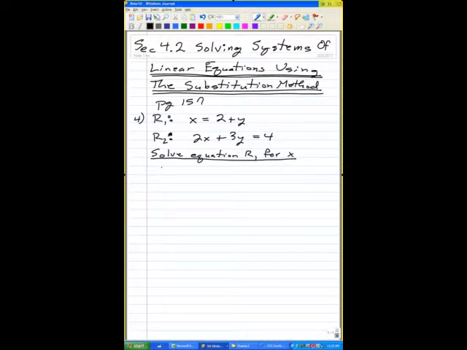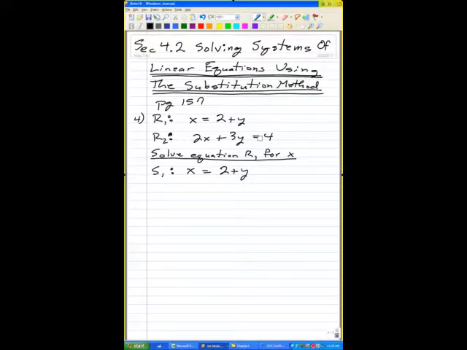And so x is equal to 2 plus y. Maybe I'll call that equation S1. And so now that I've solved one of the equations for one of the variables, I will substitute that variable into the other equation that we have not used. So it's very important to substitute into equations that have not been used. And so I used equation R1, so I will not substitute into R1, I will substitute into R2.